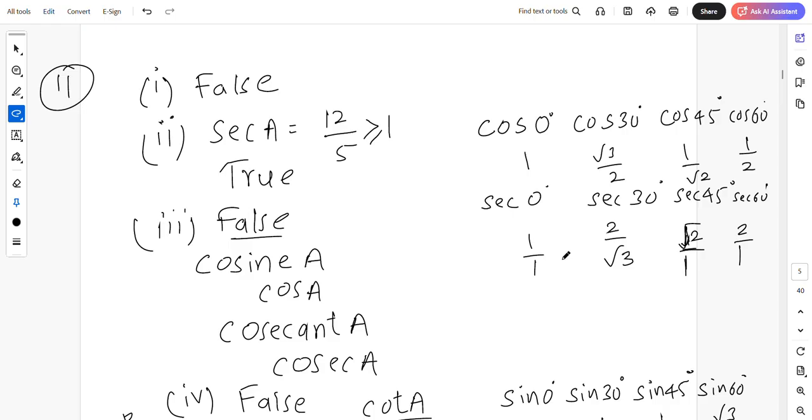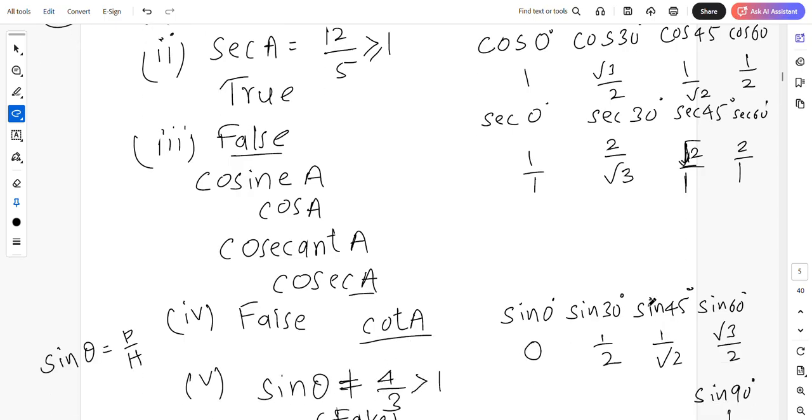Now if I observe the value of secant, in the case of secant theta, the values increase from 1. Therefore, greater than or equal to 1 is possible. It is true. Number 3 is cosine of A is cos of A, cosecant of A is cosec of A.